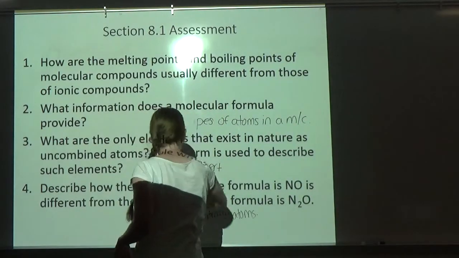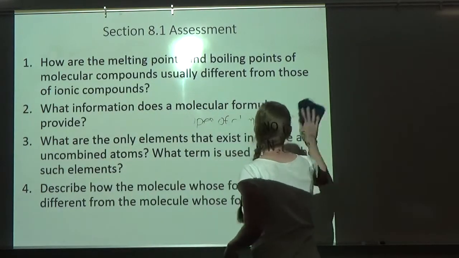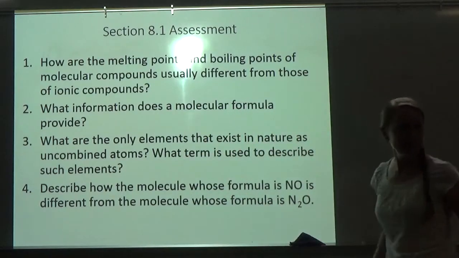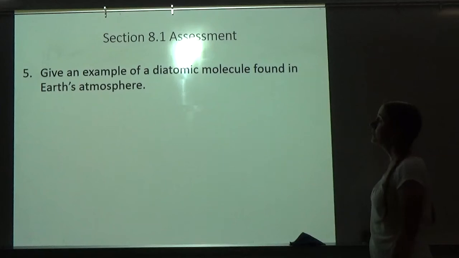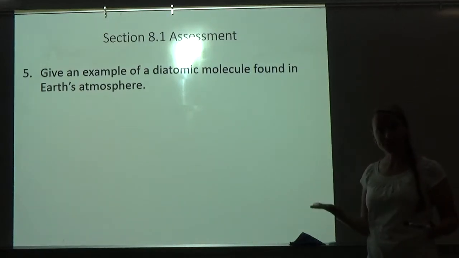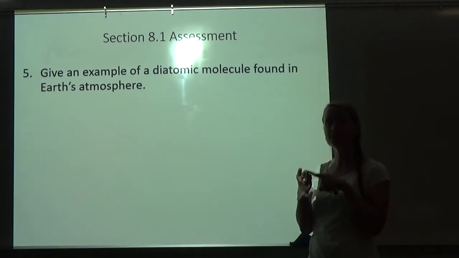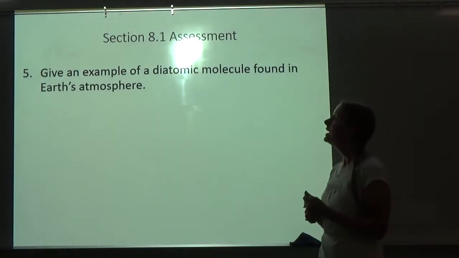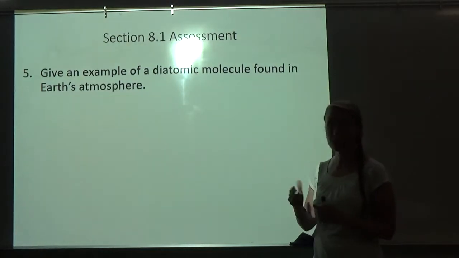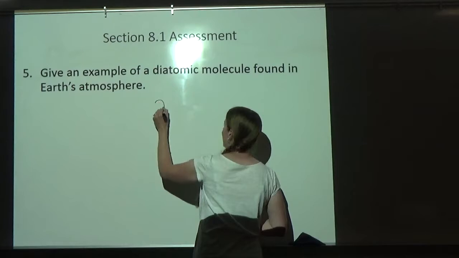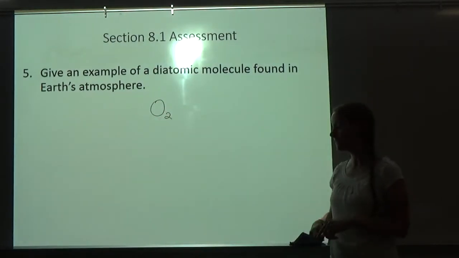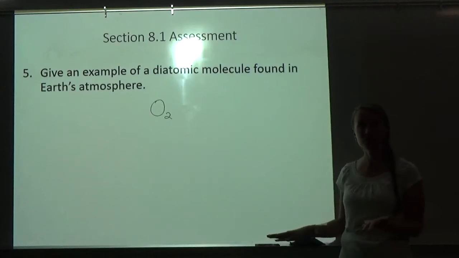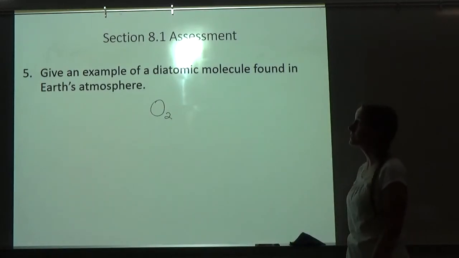Alright, so let's move on because I think there's one more section assessment question. Yep. It says, give an example of the diatomic molecule found in Earth's atmosphere. Well, remember, our 7 diatomics are N, O, F, Cl, Br, I, and H. The most common one that students usually give me, of course, is oxygen, O2. However, most of the composition of our air is actually nitrogen, which is N2. So you easily could have said that one also.